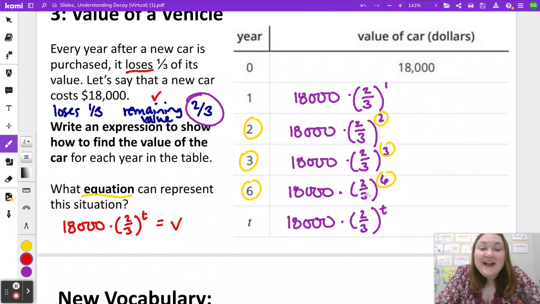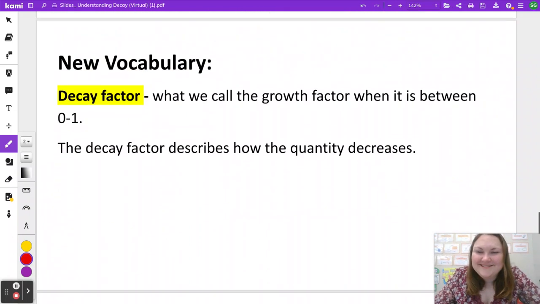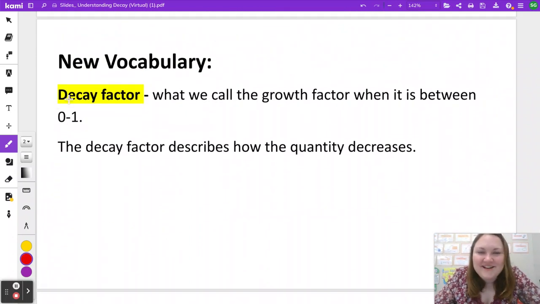When we had talked about exponential growth, we had called that number you were multiplying the growth factor. But here, it's making the value go down. And so instead, this number we're multiplying here, the two-thirds, has a different name. We call it the decay factor. That word decay is talking about how this value is going to decrease.